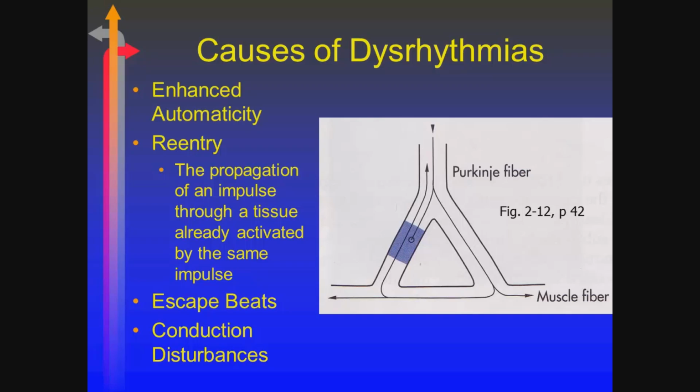Escape beats are a dysrhythmia where the primary pacemaker isn't functioning, so something else takes over. You can have a junctional escape beat. You can have an atrial escape beat, a PAC. You can end up having a ventricular, a PVC, occurring, or an idioventricular escape beat. And then lastly, the cause of dysrhythmia are the blocks, and those are always fun.